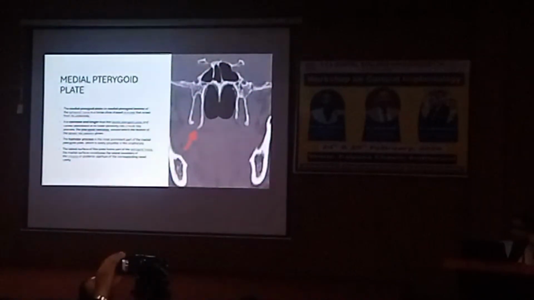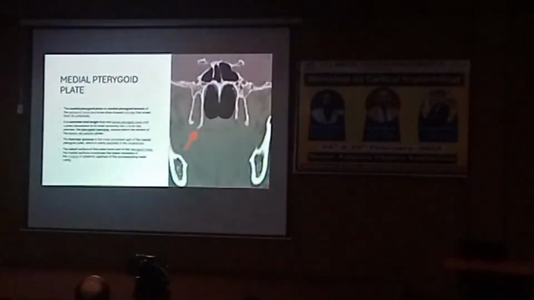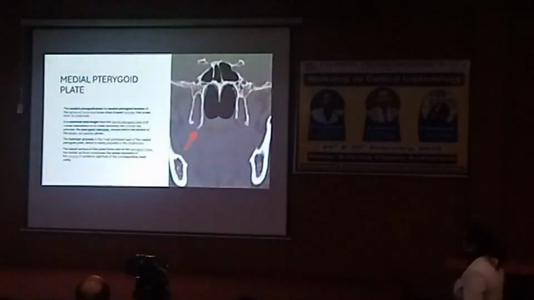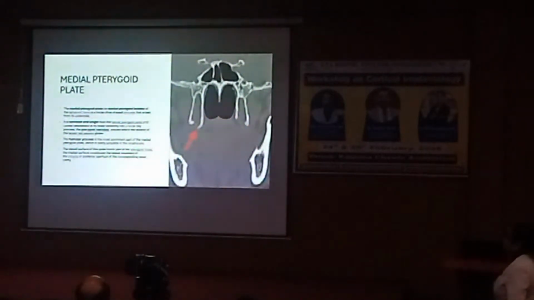So the medial pterygoid plate has some significance before we start learning the surgical process. The medial pterygoid plate of the sphenoid bone is a horseshoe-shaped process that arises from its underside. It is narrower and longer than the lateral pterygoid plate and curves lateralwards at its lower extremity into a hook-like process, the pterygoid hamulus. What we need to understand is the pterygoid hamulus, because we will see this in the oral cavity while doing CTs, primary impressions.